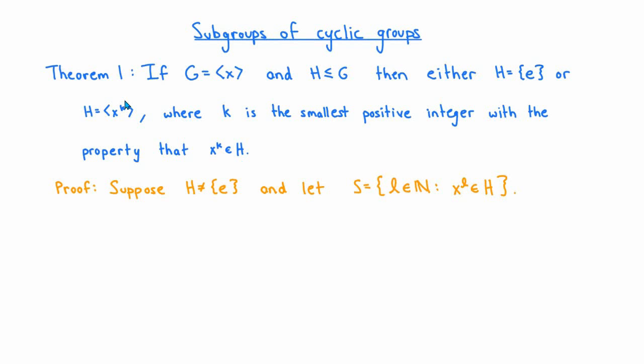Now, in order to prove this theorem, let's suppose that H is not the trivial subgroup, so that what we want to prove is that the description in the second half of the theorem here holds. Well then, let's let S be the collection of all natural numbers L with the property that x to the L is an element of H. Actually, to start with, we should check to make sure that there is an integer k like in the description of the theorem here, but that's something that's going to be guaranteed for us by the well-ordering principle, if we can show that the set S is non-empty.